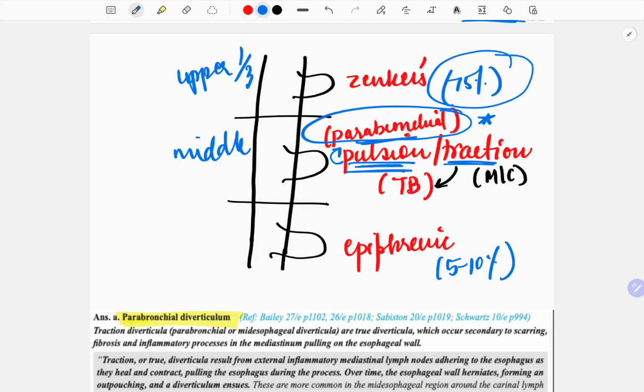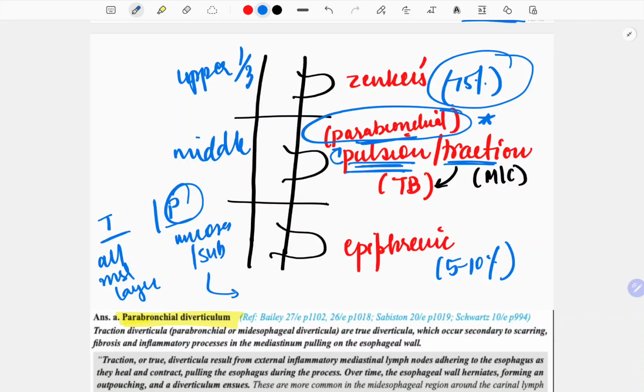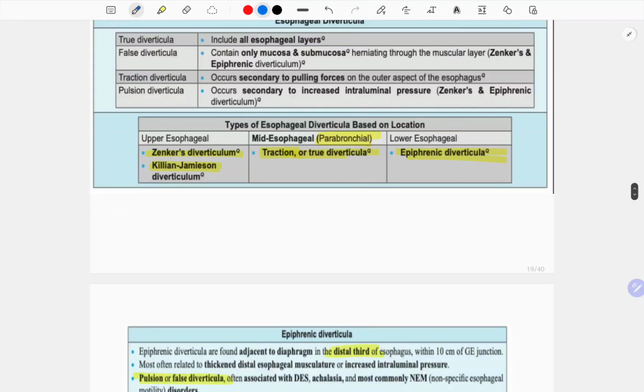And this is the true diverticulum. Now what is the difference between true and pseudo diverticulum? The true diverticulum is where all the muscle layers are involved, and pseudo are the ones where only the mucosa or the submucosa is involved, like the Zenker's. So this one is the true diverticula, and traction occurs because of TB. And in the lower 1/3, the most common type is epiphrenic, which is 5 to 10%. So you can have a look at this table.